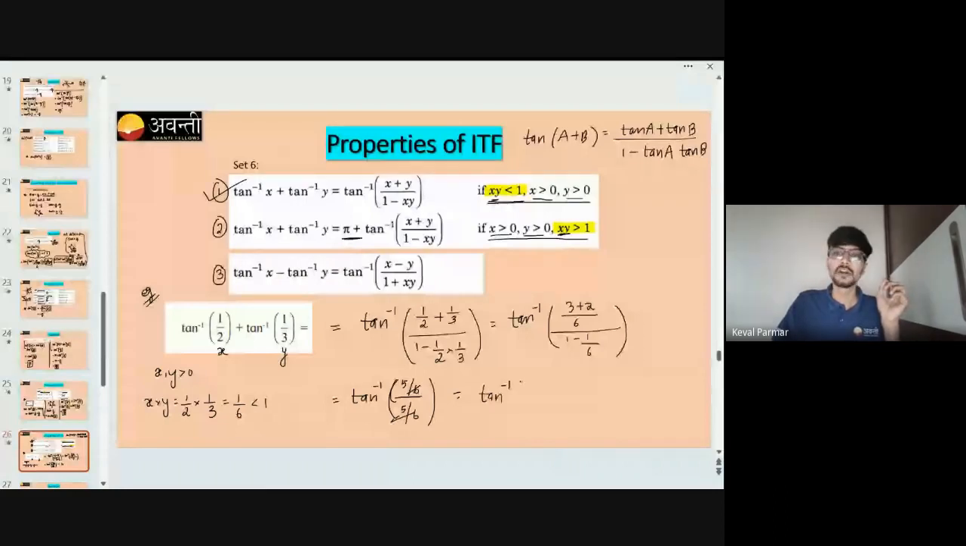What is tan inverse of 1? Pi by 4, or 45 degrees. So I hope the application of the formula is very clear to you all. If it is clear, we can now move on to the next.